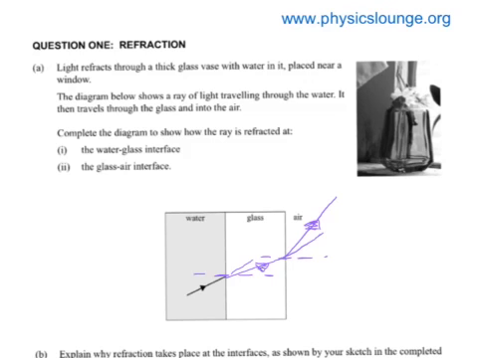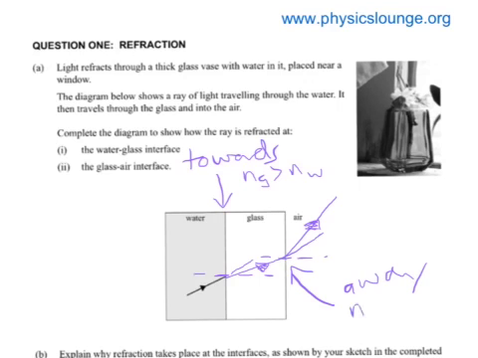Okay, so just to make that absolutely clear, at this boundary it's going to bend towards the normal because the refractive index of glass is greater than the refractive index of water. And then at this boundary it's going to bend away from the normal because the refractive index of air, this is the direction where it's going to, is much smaller than the refractive index of glass and water, but glass is the main issue there.